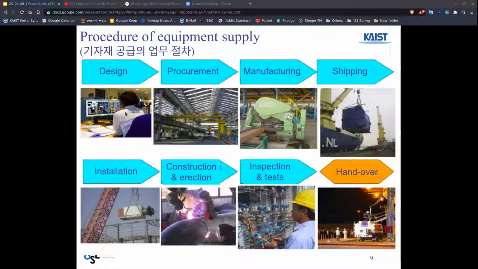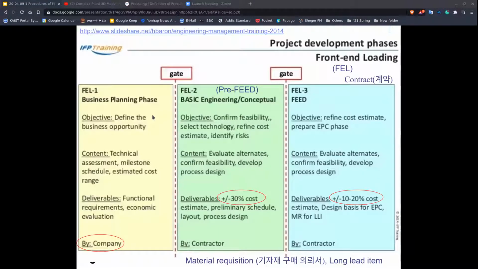So we can take a boiler as an example. They first design, and then they do the procurement and manufacturing and ship it to the shipbuilding, the main contractor, and then they install it and then hand over to the main contractor. So this is the cycle in terms of stages.